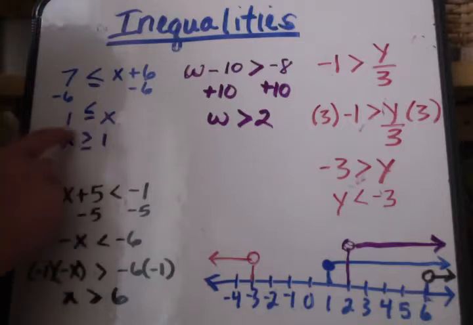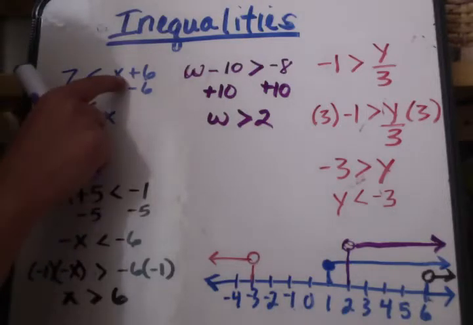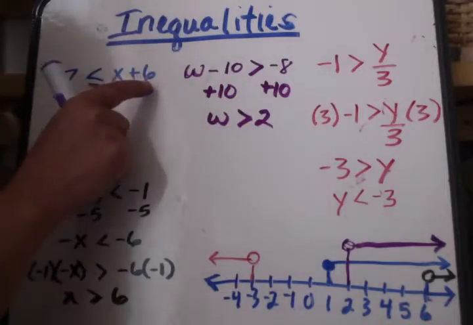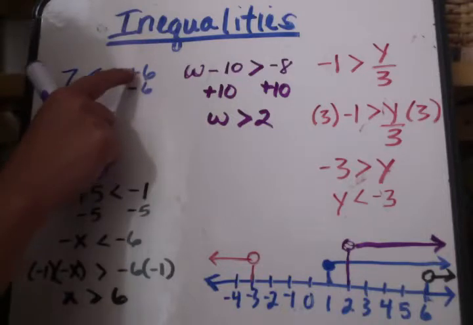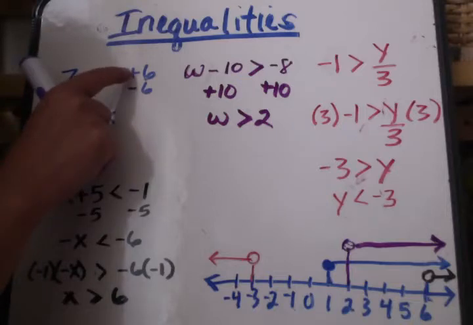So if I do that, I have to flip this sign in the center. And it becomes, from less than or equal to, greater than or equal to 1. So x greater than or equal to 1 is my solution. And let's see what this means. If I say x equals 1, I go back to my original equation of 7 is less than or equal to x plus 6. And I'll say here 1 plus 6 is 7. So 7 is less than or equal to 7, 7 equals 7.